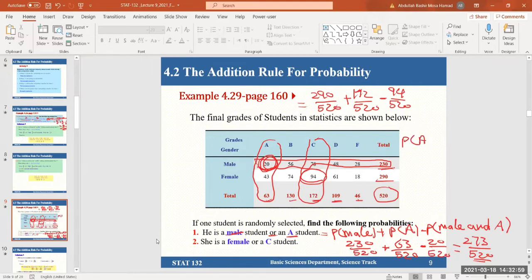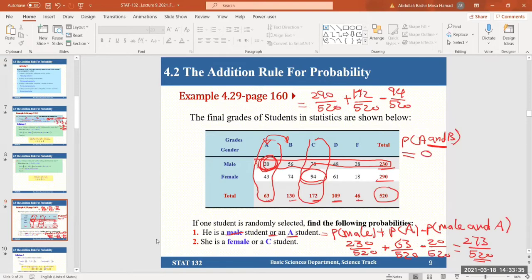If we ask to find the probability of A students and B students, A and B equal 63 over 520 plus 56. Okay, so A and B equal intersect. So does an intersection exist? No.